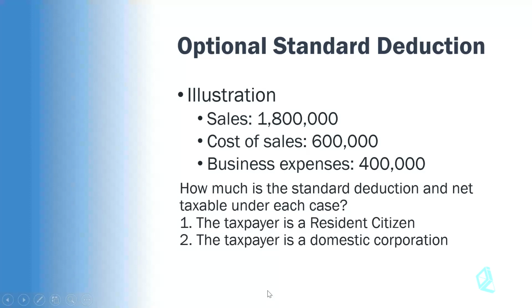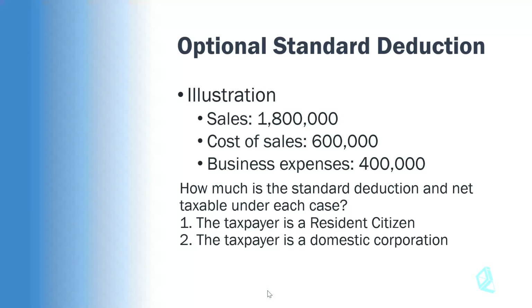We now talk about optionals, or we now illustrate optional standard deduction. So here's an illustration. You have here sales of 1.8 million, cost of sales of 600,000 pesos, and business expenses worth 400,000 pesos. The question is, how much is the standard deduction and net taxable income under each case? If the taxpayer is a resident citizen and if the taxpayer is a domestic corporation.